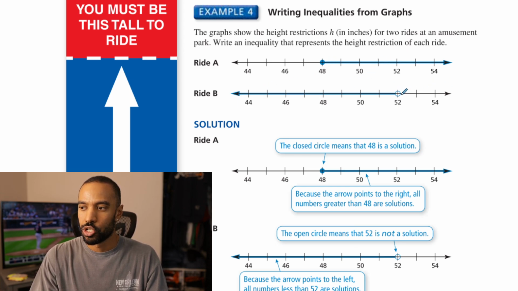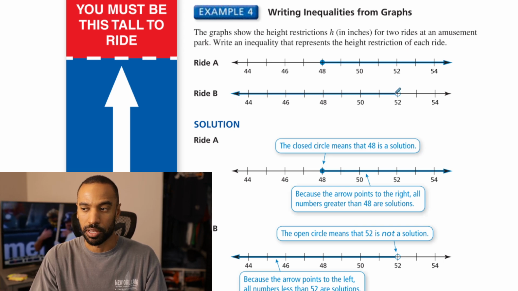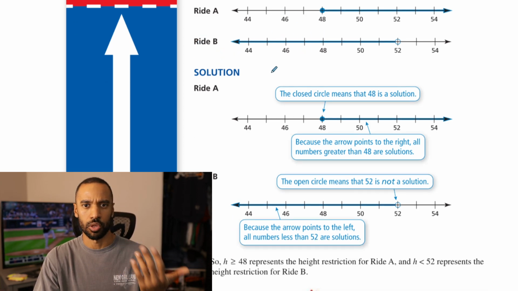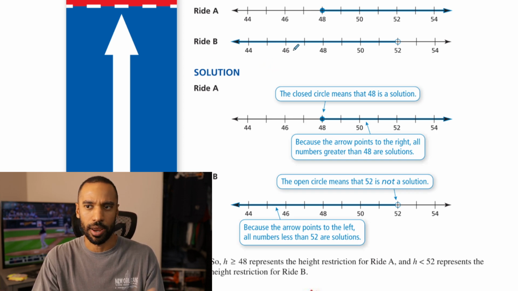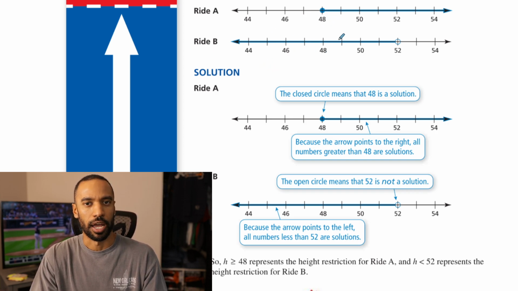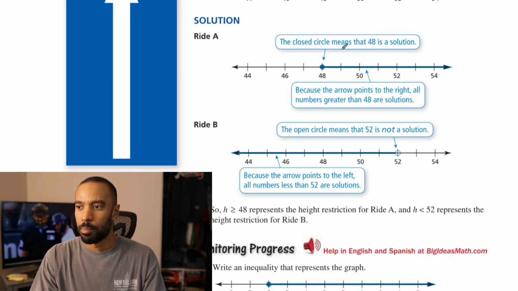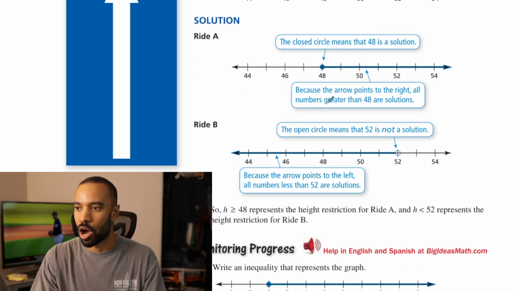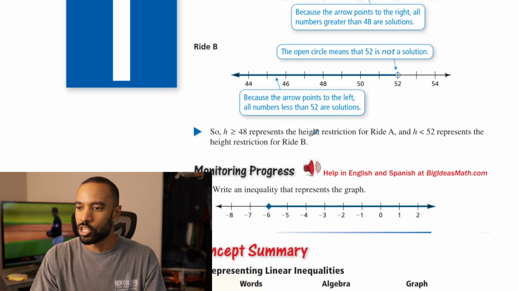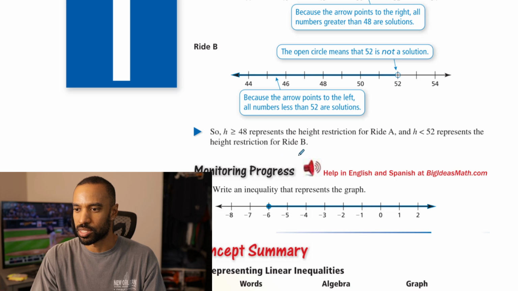Ride B shows 52-inch mark. If you're at 52 inches, you're too tall. It's not allowed, but you can be shorter than 52 inches here to ride. Maybe just the way that the restraints are, the weight and stuff like that, obviously, like kiddie rides, right? Whereas big boy rides on these ones. The closed circle means 48 is a solution because all numbers greater than 48. So h is greater than 48 represents the height restriction for ride A, and h is less than 52 represents the height restriction for ride B.